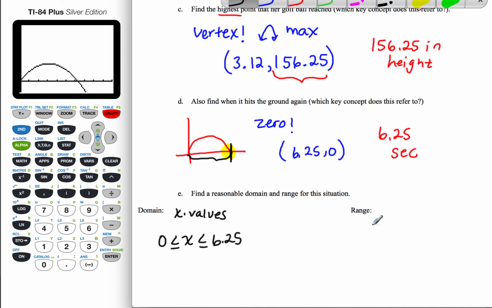And our range, if we look at our range, that's our y values here. So we can't go underground, so it's going to be 0 on our y values, and the highest that we go is our maximum, which is 156.25.